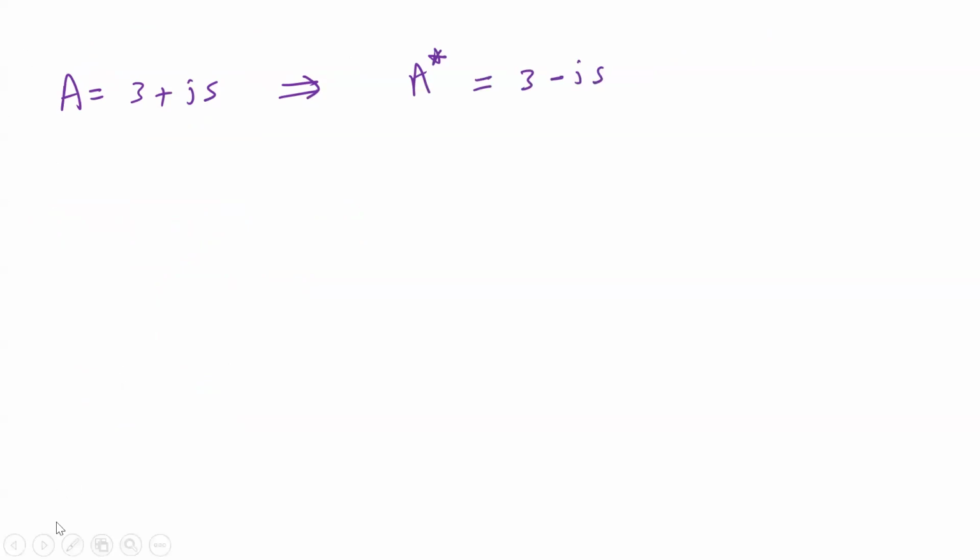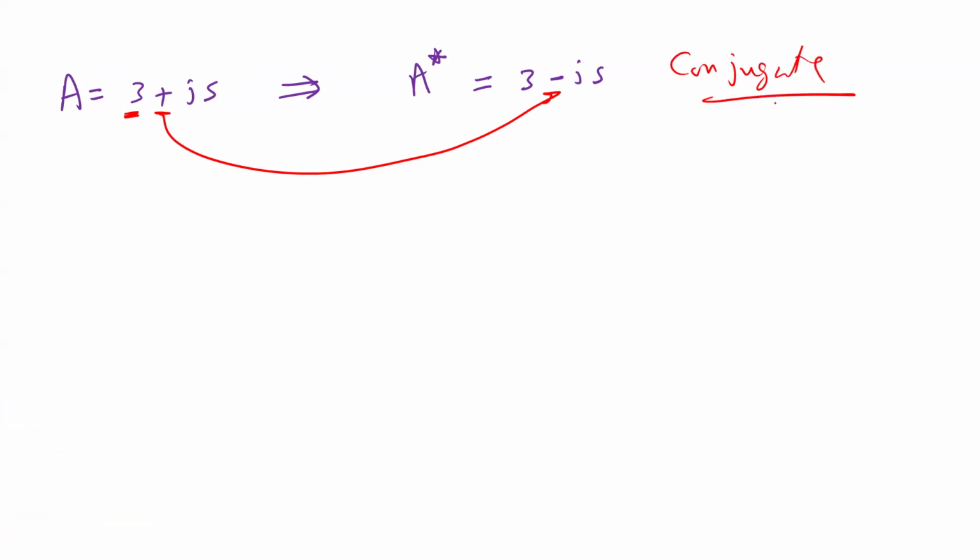So all you have to do is very simple. You should not change the real part. You just change the sign of the imaginary part. So if the imaginary part is negative, make it positive, and if positive, make it negative. That's it. So this is what we call the conjugate of a complex number. For example, if A equals minus j3, the conjugate of A should equal plus j3. Just change the sign of the imaginary part.